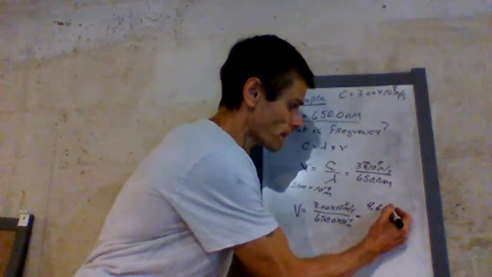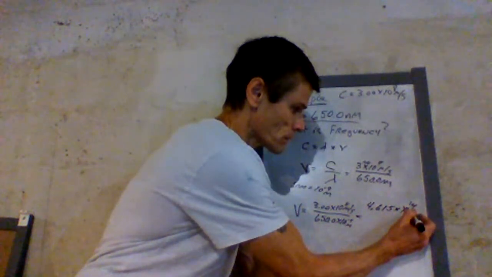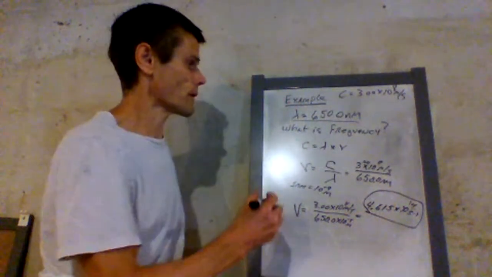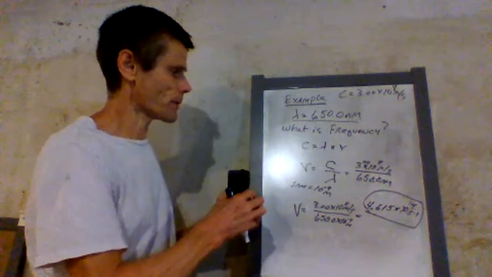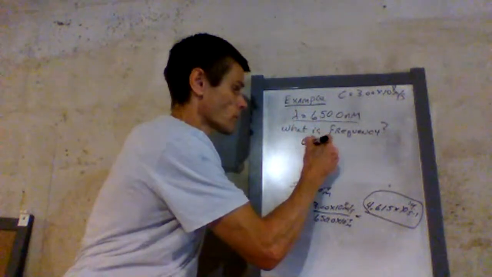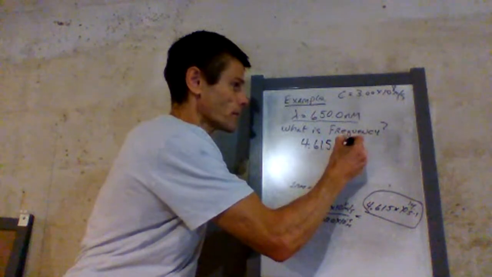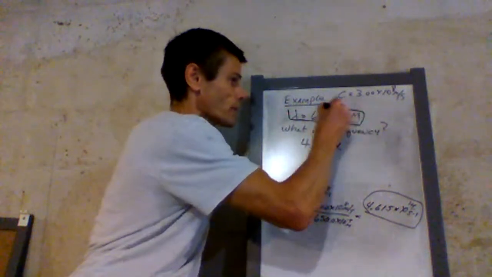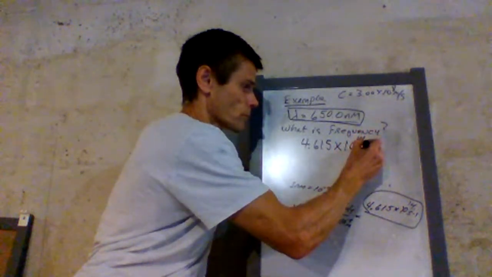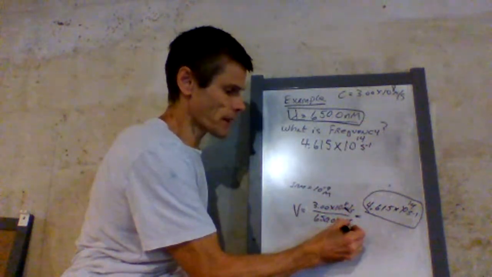4.615 times 10 to the 14th. And our frequency has units of seconds reciprocal. So the frequency that we got, I'll write it up here, just so everyone sees it, is 4.615, 4 significant figures, and it's limited by the wavelength that's given to us. And our units are seconds reciprocal, and that's because meters cancel out.